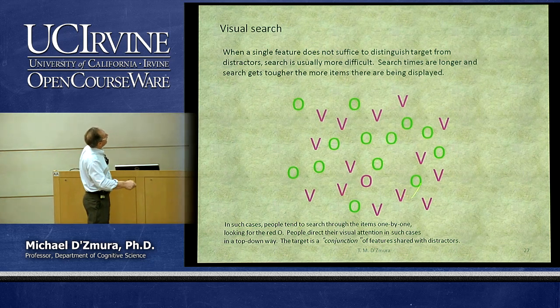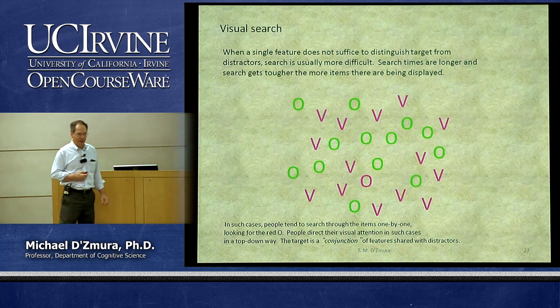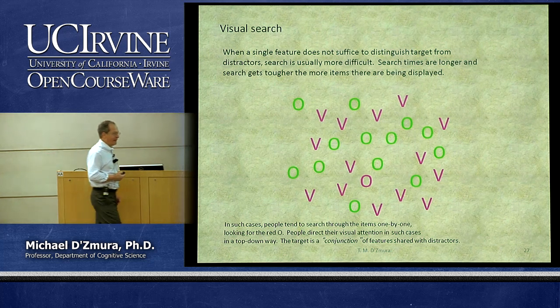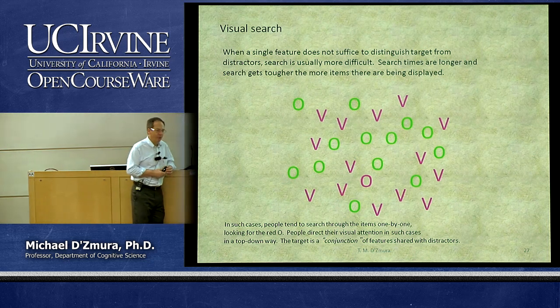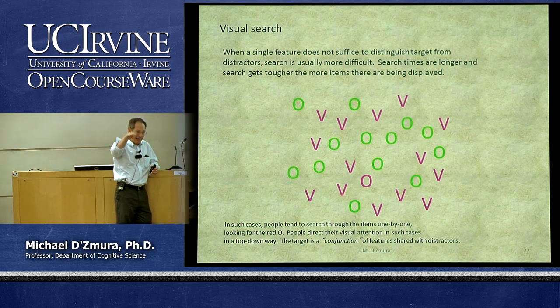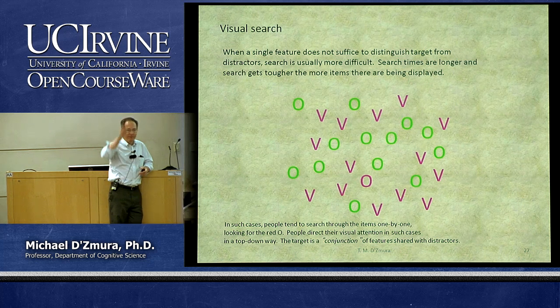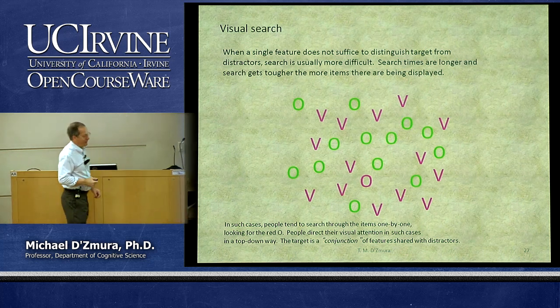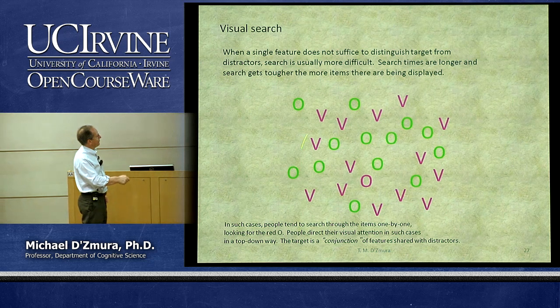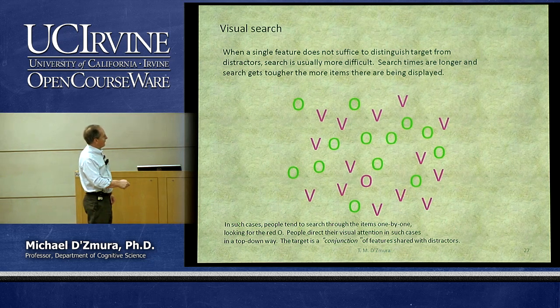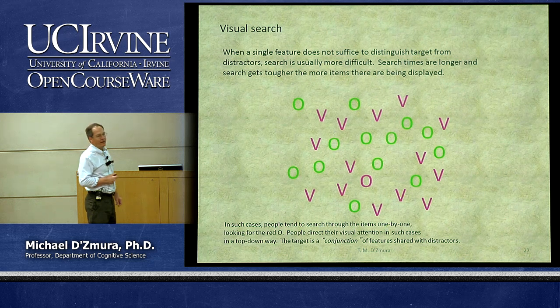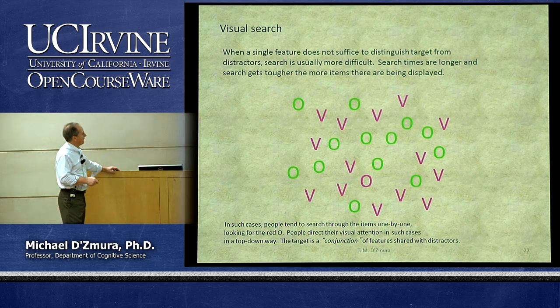In this particular example, though, search is more difficult and search times are longer. In particular, search gets more difficult the more items there are that need to be searched through. That's like that first result of Ulrich Neisser, where we had to look for the K in that list. The more rows there are, the longer it takes. And it's sort of the same thing with this sort of search here. In such cases, people tend to search through the items one by one, looking for the red O. It's more of a serial search.